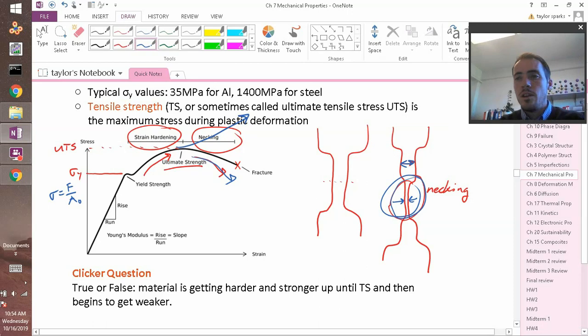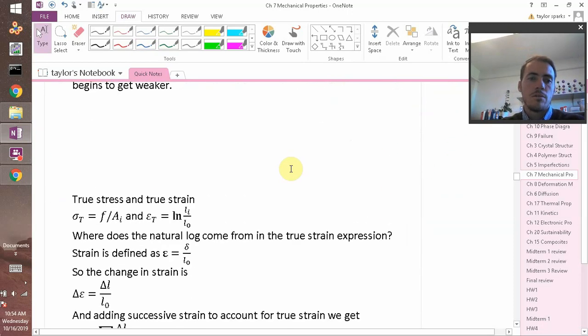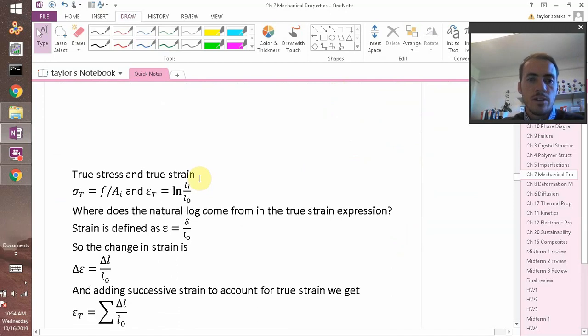That's the difference between engineering stress and true stress. Engineering strain and true strain, right? So true stress and true strain says it's not the force over the initial area, it's the force divided by the instantaneous area, hence the A sub i. Or the true strain, it's not just the change in length divided by the length, it's the natural log of the instantaneous length divided by your initial length.